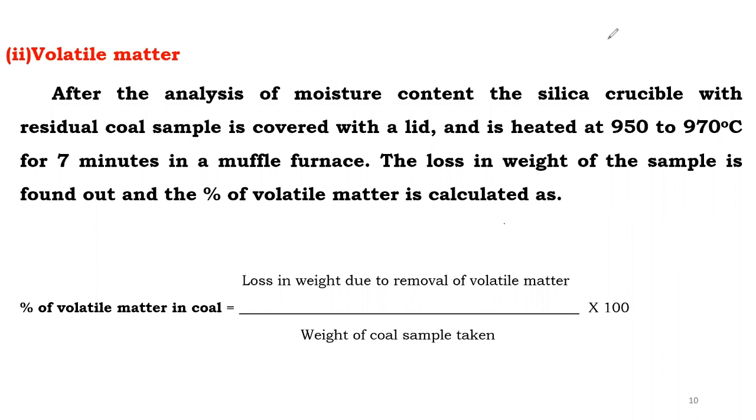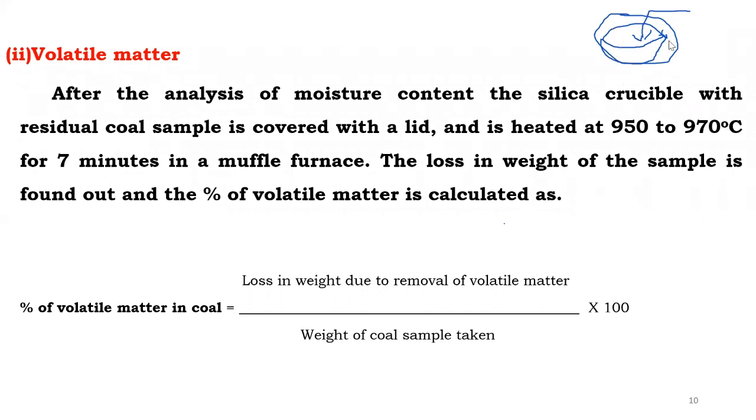So the silica crucible may look like this. Right? It is a small bowl which can withstand high temperature. In this they will add the coal sample. This silica crucible is made of ceramic material which can withstand about 3000 degrees centigrade. That's why, because we have to maintain 950 to 970 degrees centigrade.